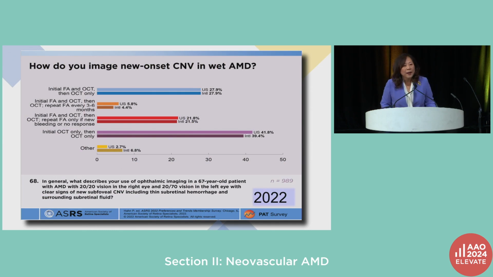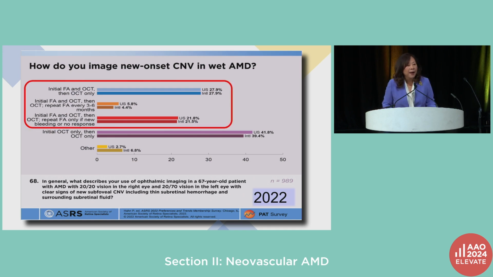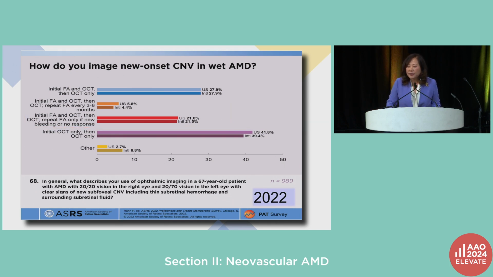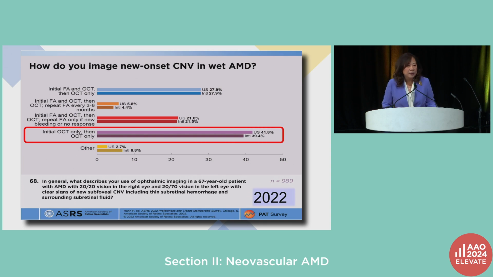In fact, when the ASRS PAT survey asked, how do you image new onset choroidal neovascular membrane in wet AMD? A little over half said they combined fluorescein angiogram along with OCT at baseline. However, almost 40% do not use fluorescein angiogram at all.